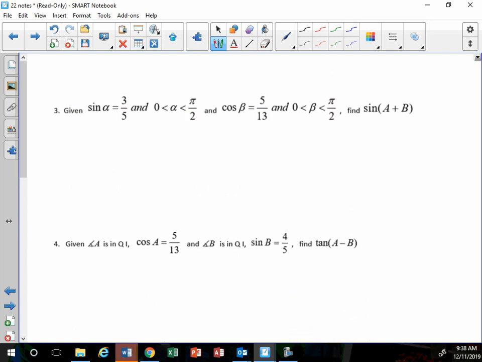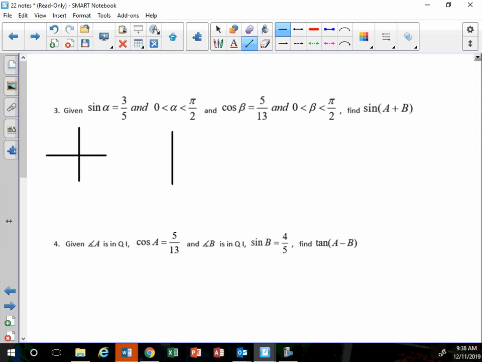All right, for 3, it says you are given sine of alpha is 3 over 5, and 0 is less than alpha is less than pi over 2. Cosine of beta is 5 over 13, 0 is less than beta is less than pi over 2. Okay, that's a lot of information. What this means is you need to draw me 2 little triangles, one for alpha and one for beta.